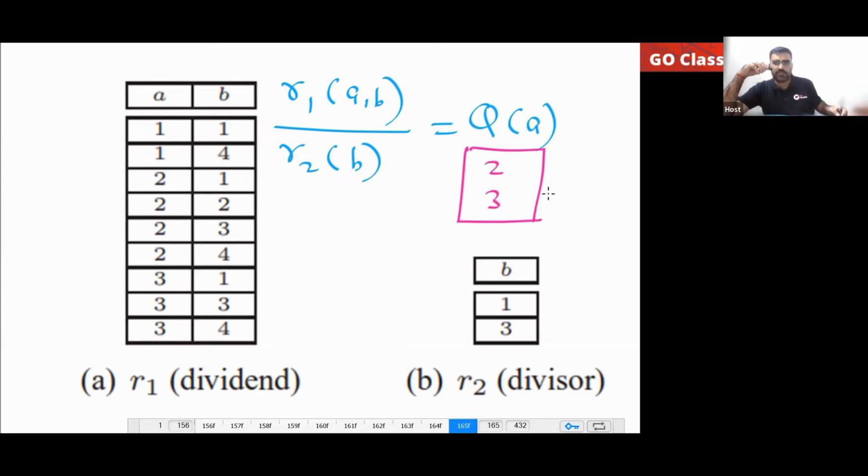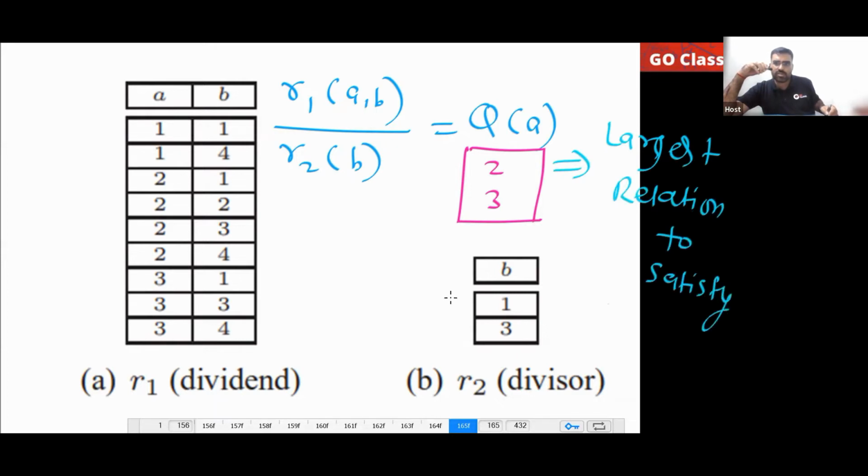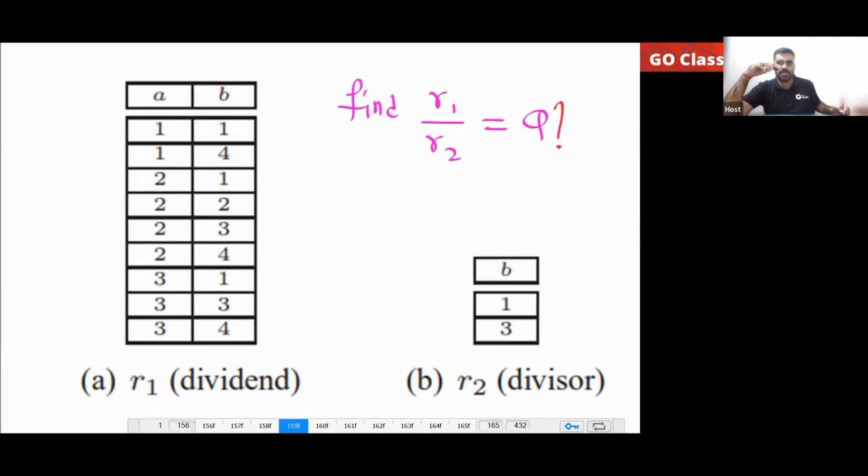Why is this your answer? Because this is the largest relation to satisfy what we are satisfying: Q cross R2 is a subset of R1. Is this clear to everyone? Please tell me, is this clear?